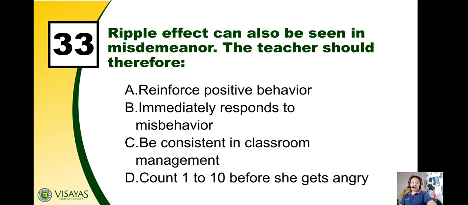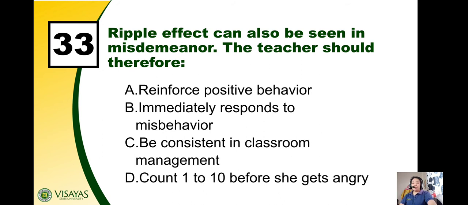Okay, let's go to number 33. Number 33. Ripple effect can also be seen in misdemeanor. The teacher should therefore: A. Reinforce positive behavior. B. Immediately respond to the behavior. C. Be consistent in the classroom management. D. Count 1 to 10 before she gets angry.